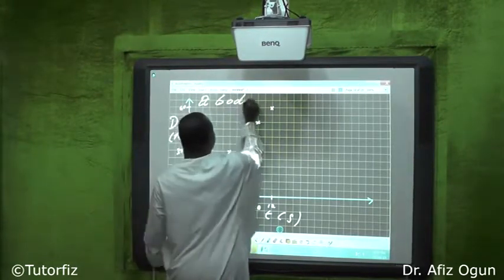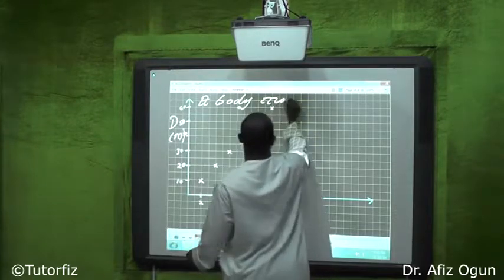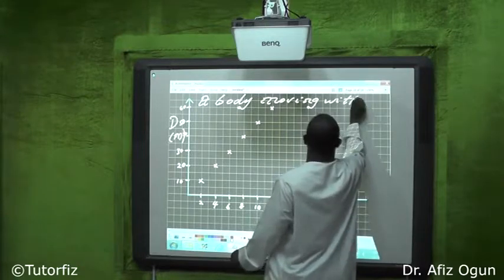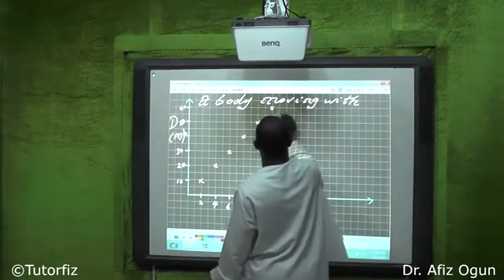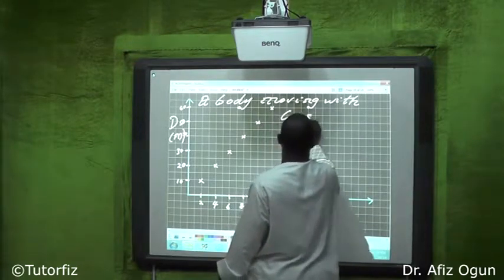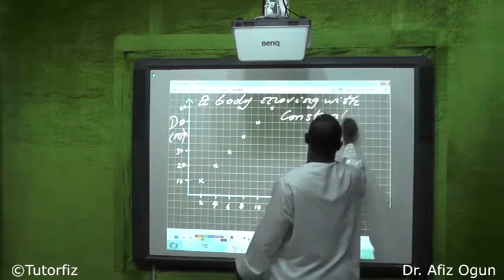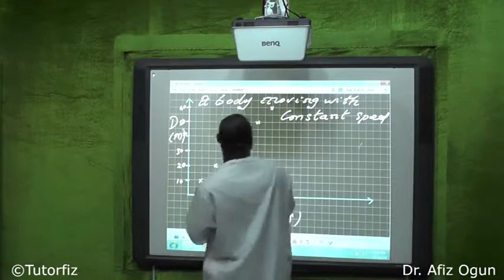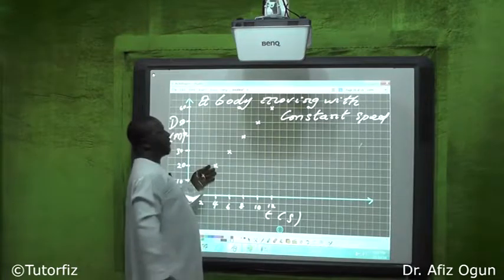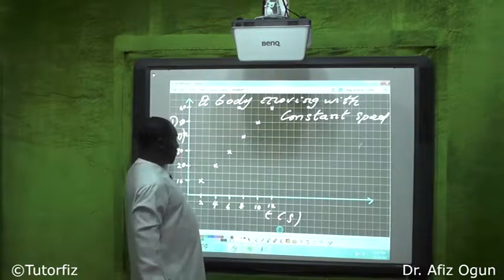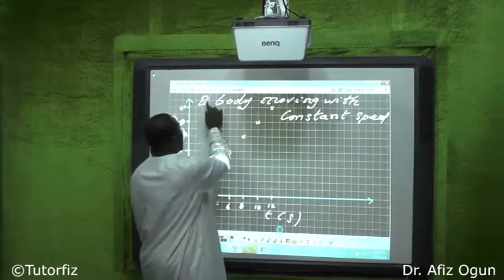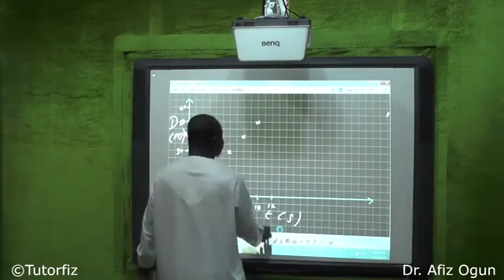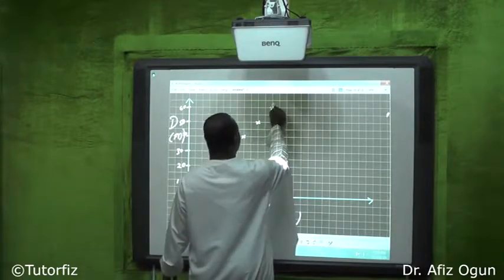That's the second scenario, with constant or uniform speed. Write that down. Or uniform speed or steady speed. A body moving with constant speed or uniform speed or steady speed. So the shape of that graph will be that of a straight line passing through the origin.